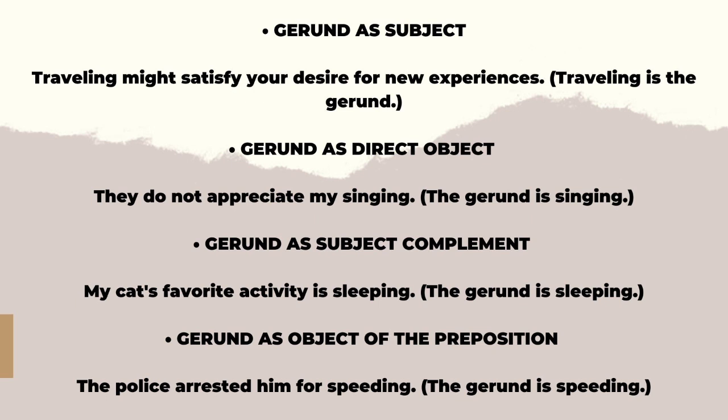Then, gerund as subject complement. My cat's favorite activity is sleeping. The gerund is sleeping, which is the subject complement. Then lastly, gerund as object of the preposition. Example: The police arrested him for speeding. The gerund is speeding, which functions as the object of the preposition.